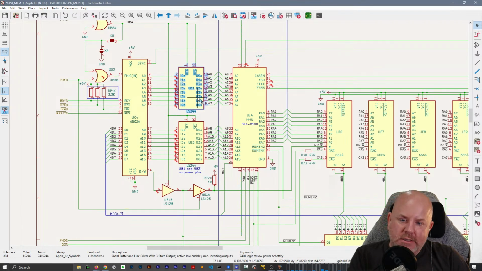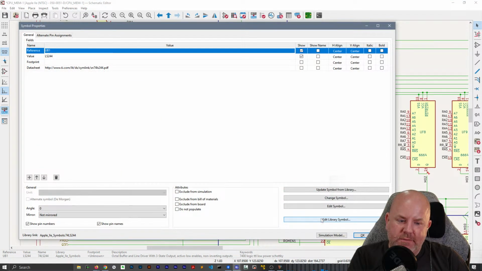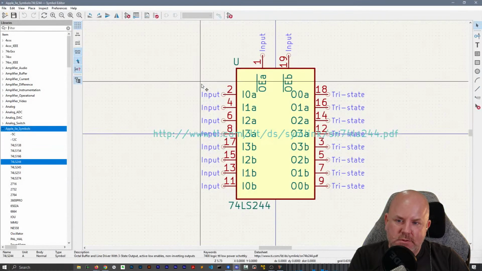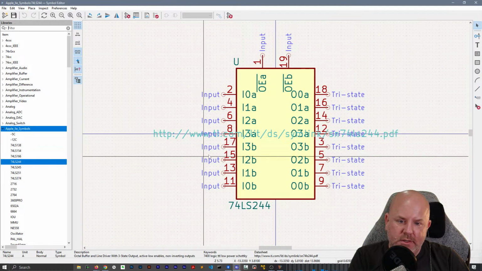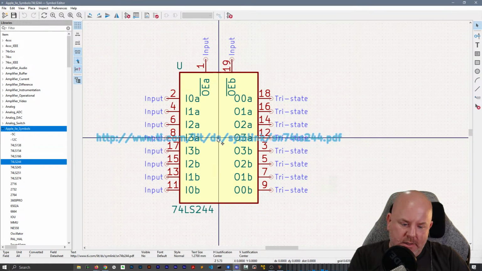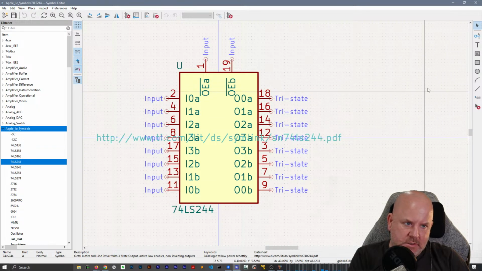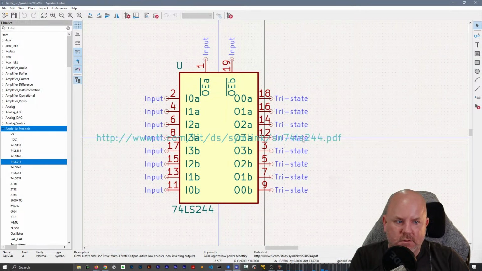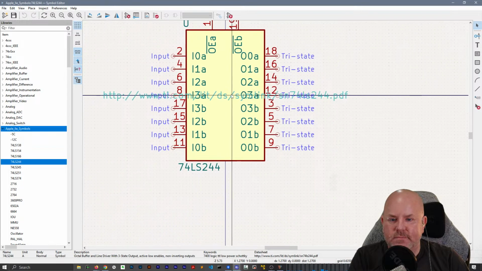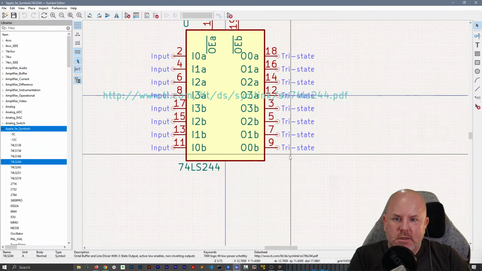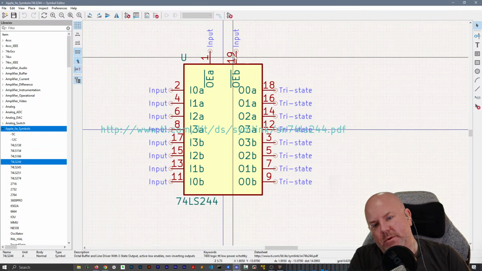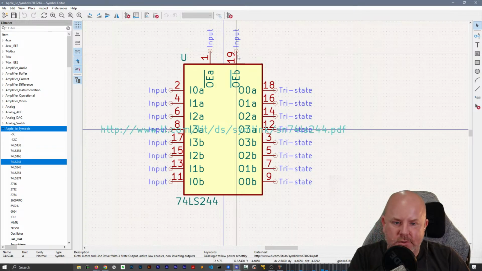Okay, moving on. Let's edit LS244. We'll do library symbol because it is in this library. Okay. Oh, I can't turn layers off in this one. That's lame. Okay. So output enable, those are both.